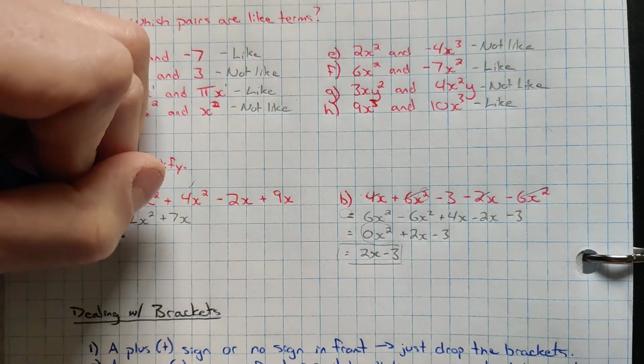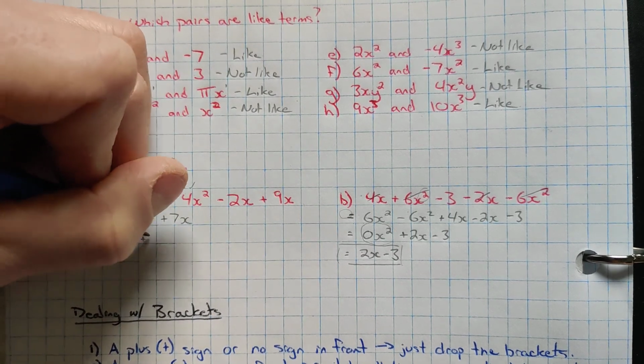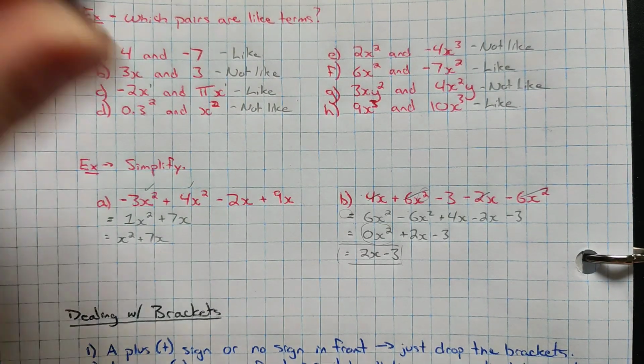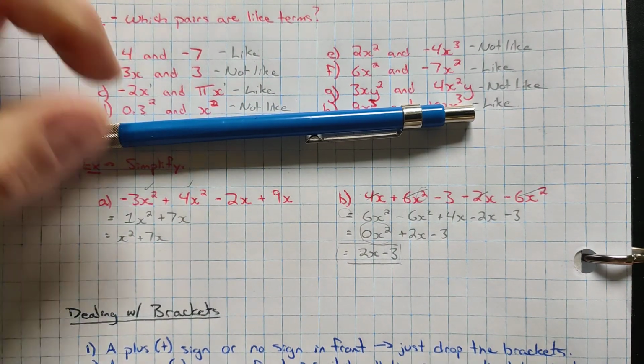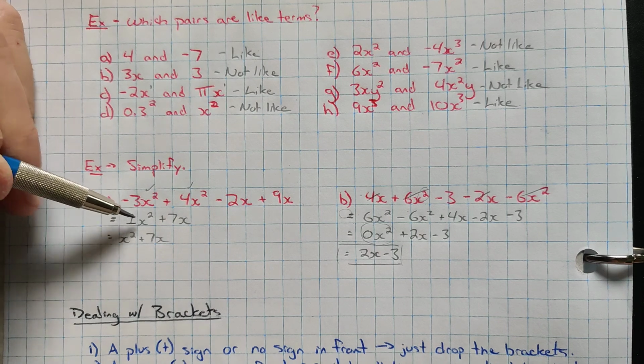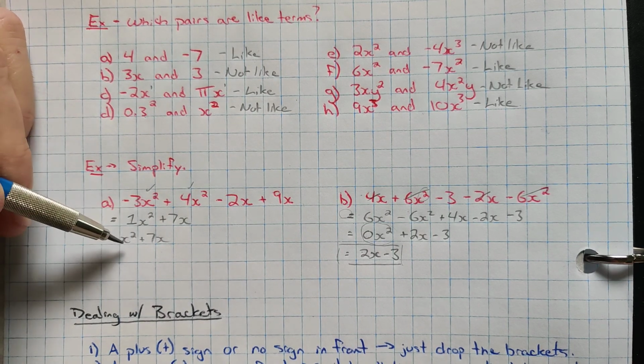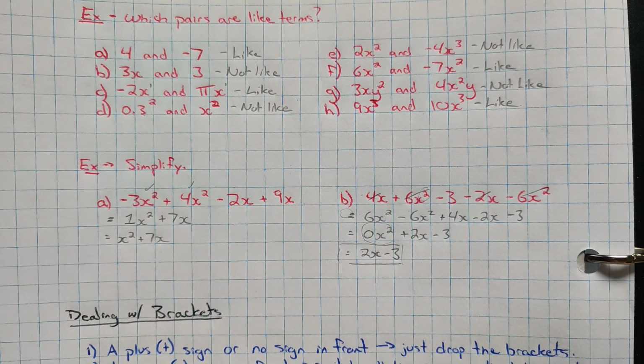The same over here. This one here, we would normally just write x squared plus 7x, because if I have a pencil on my page or I have 1 pencil on my page, it means the same thing. It's the same idea here. I have 1x squared or I have x squared. Both of them mean the same thing.